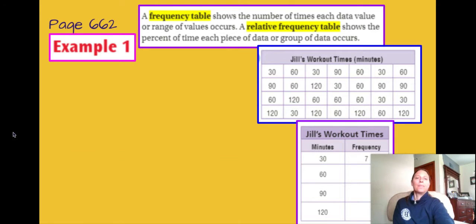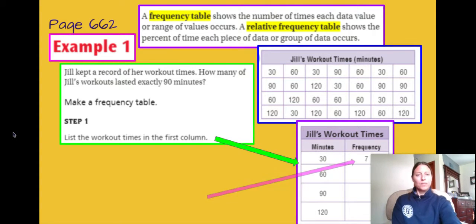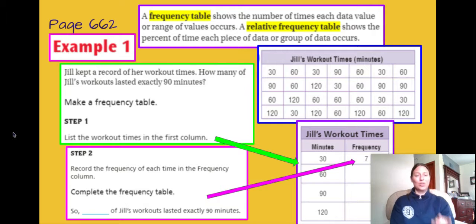So I'm going to go back and read the problem. It says Jill kept a record of her workout times, and that's listed in the chart in the middle. It says, how many of Jill's workouts lasted exactly 90 minutes? So again, you're going to follow step 1 and 2. Write in your values, and then you're going to see how many times 90 occurred, and it happened 4 times. So 4 is the exact amount she worked 90 minutes.